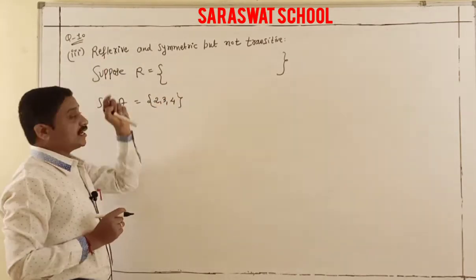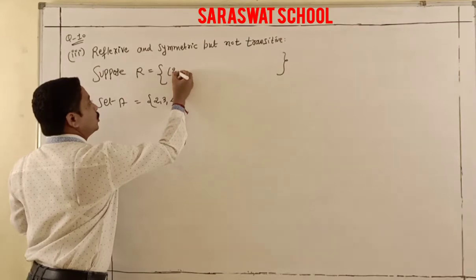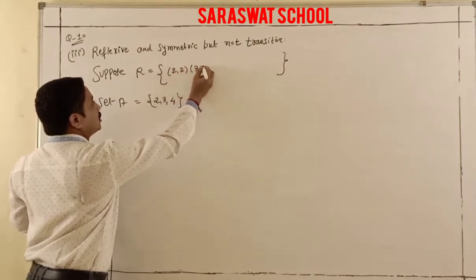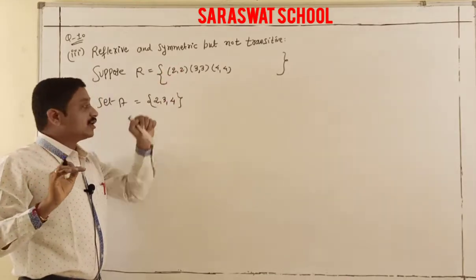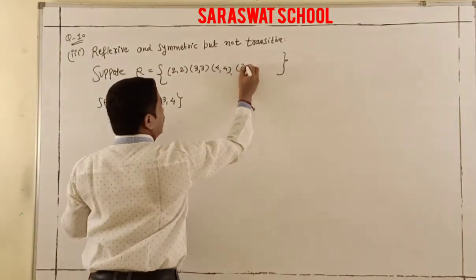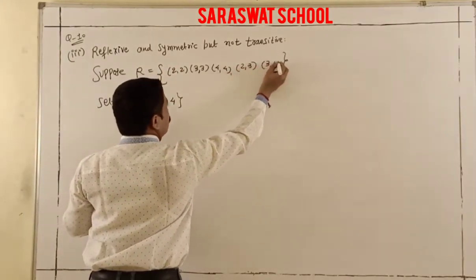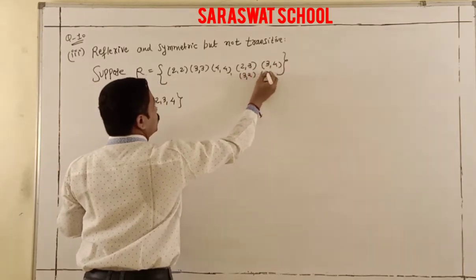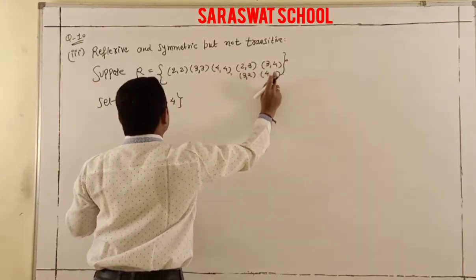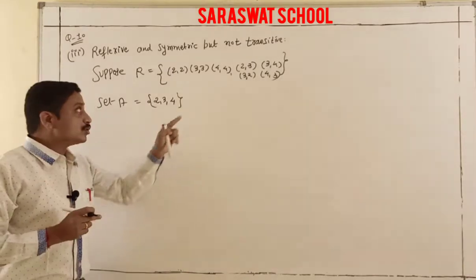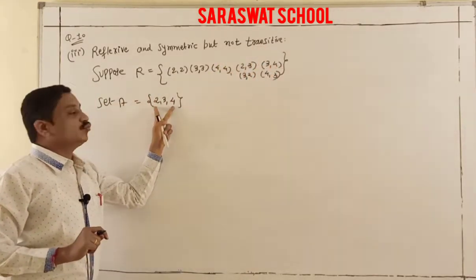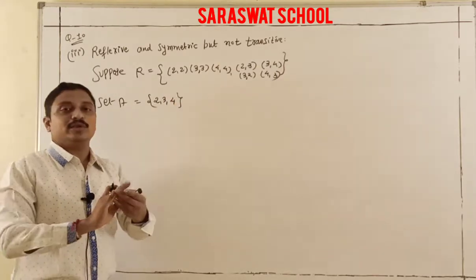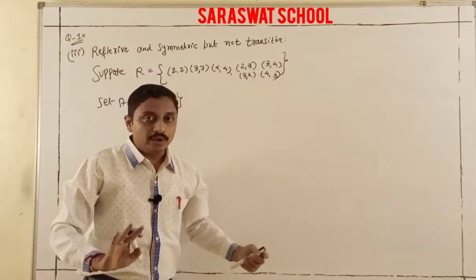For reflexive, definitely I write down 2, 2, 3, 3, 4, 4. Reflexive done. Symmetric wise: 2, 3 and 3, 4, and their reverses 3, 2 and 4, 3. But I never write the 2 to 4 relation, because I want it not transitive. So you never write 2, 4 and 4, 2. Then your example is done.